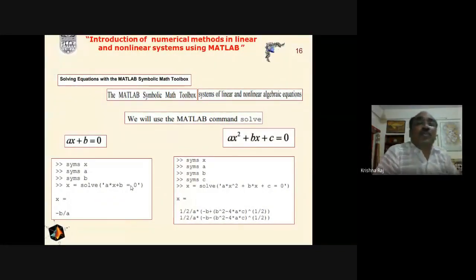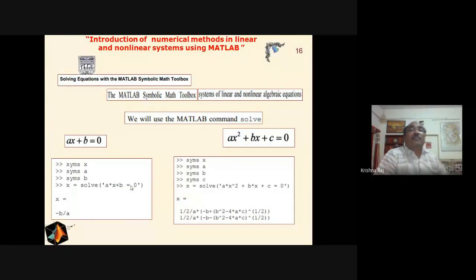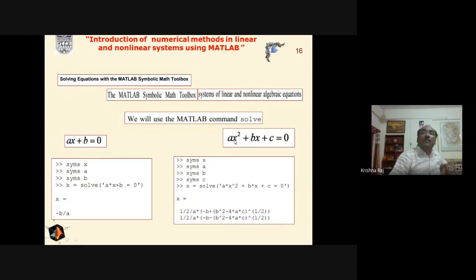We have used the inverse matrix. We have used the concept of the elimination method. Now we are trying to move towards the symbolic math toolbox, and here we are discussing the solve command. ax square plus bx plus c is 0 here. Then we use syms x, and describe this as we discussed yesterday.